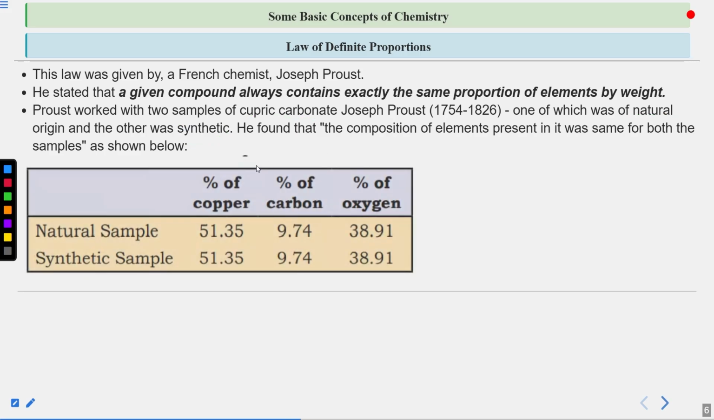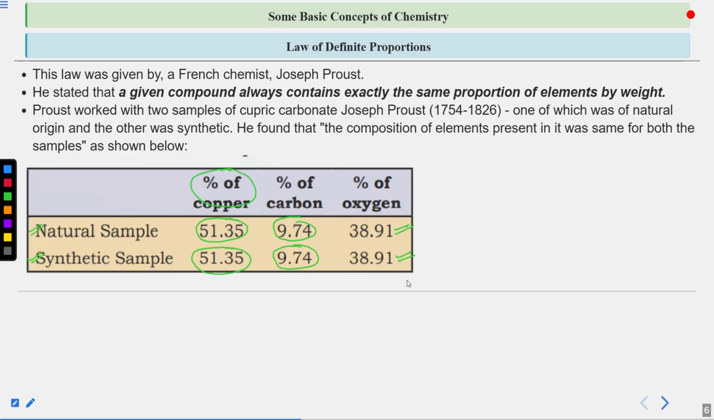So this is a table. Here is your natural sample and here is your synthetic sample. The percentage of copper in the total weight was 51.35 for the natural sample and 51.35 for the synthetic sample. So you can see that both of the percentages are clearly equal. Same for the percentage of carbon in the natural sample and synthetic sample, which was 9.74, whereas the percentage of oxygen was 38.91 in the natural one and 38.91 in the synthetic one.